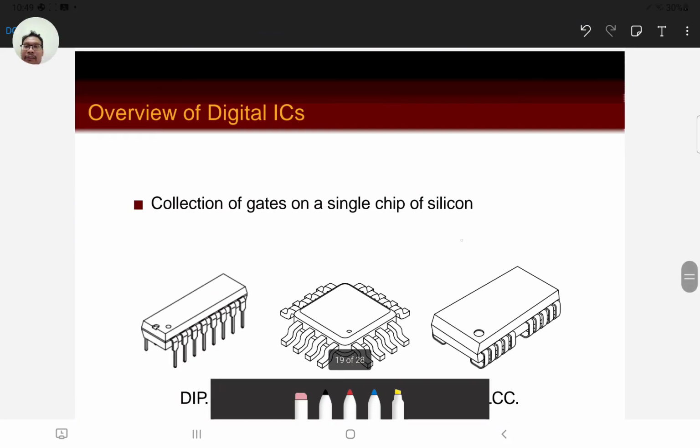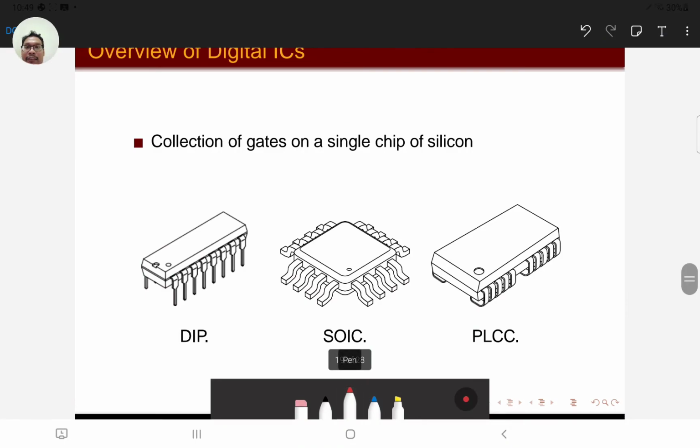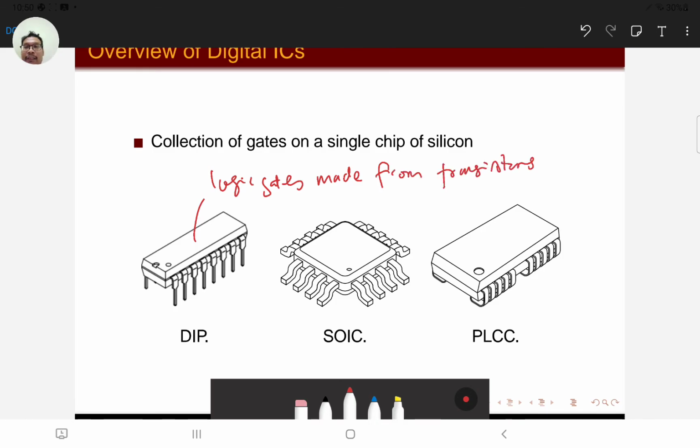Just a brief overview of the digital IC. A digital IC is a collection of gates on a single chip of silicon. Inside here we have logic gates, typically made from transistors. Inside here all we have is logic gates, it's just the package that is different. In DIY electronic shops you can buy a DIP type, the SOIC type, or the PLCC type logic gate. For example, here might be the VDD connection, and here might be input 1, input 2, and so on.